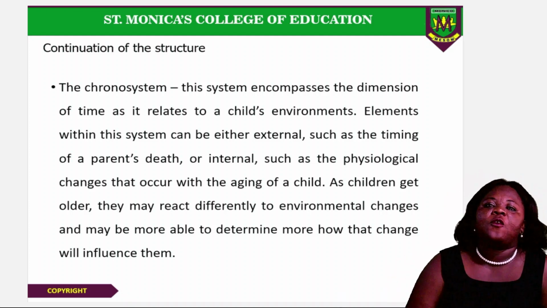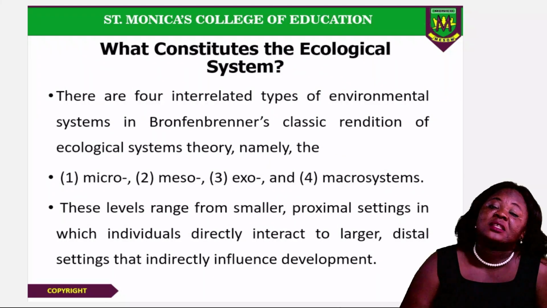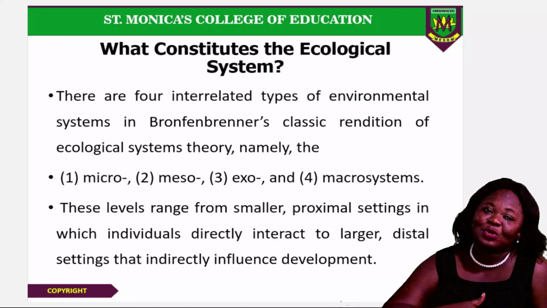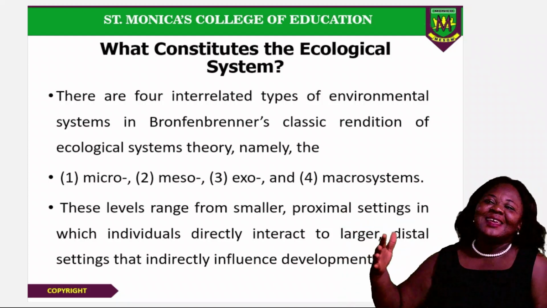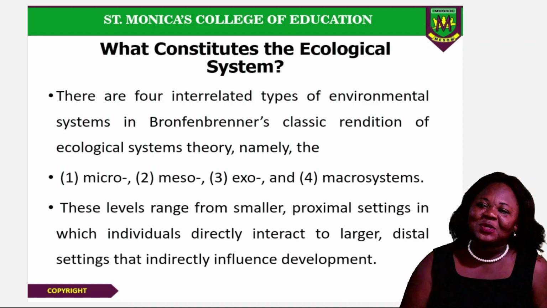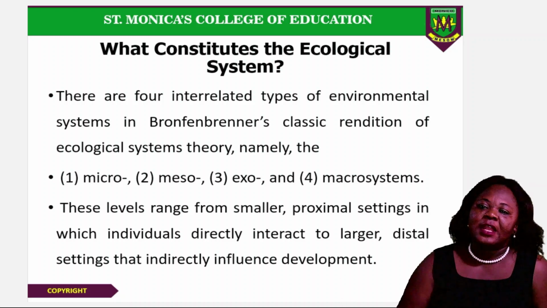And let's look at the four interrelated types of environmental systems so far as Bronfenbrenner's classic ecological system theory is concerned. The major ones, we talked about the micro, we talked about the meso, we talked about the exo, and then we talk about the chrono system or the macrosystem. So these are the levels, and I've explained it.